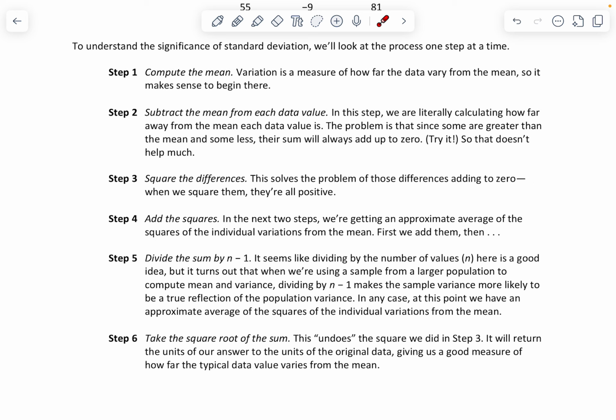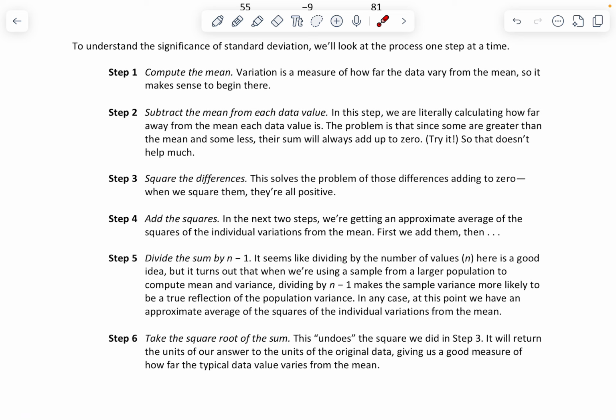So that's why we do step 3 here, where we square the differences. This solves the problem of those differences adding to 0. When we square them, they're all positive. Step 4, add the squares. In the next 2 steps, we're getting an approximate average of the squares of the individual variations from the mean. Because remember, when you calculate a mean, you add up numbers and you divide by the number of numbers. Step 4, we're adding up the numbers. The numbers we're adding are the squared deviations away from the mean, right? That's what we're adding. Step 5, divide the sum by n-1.